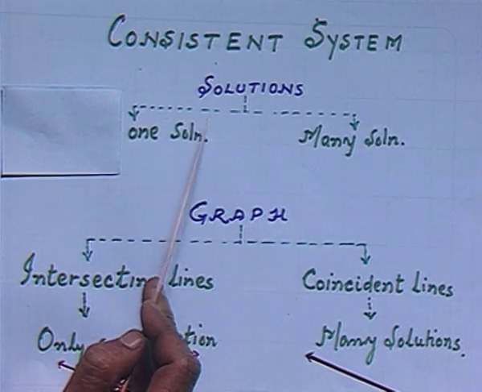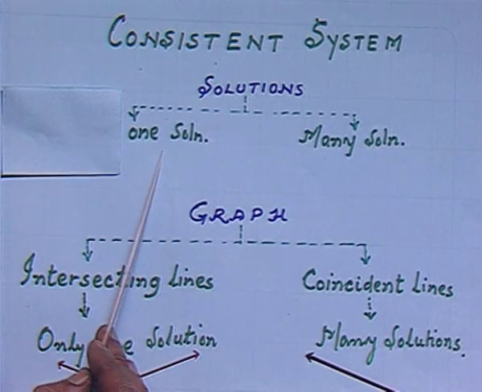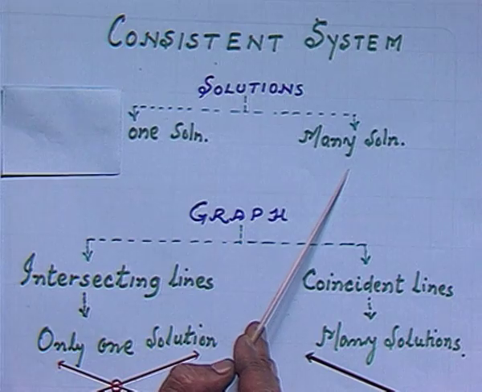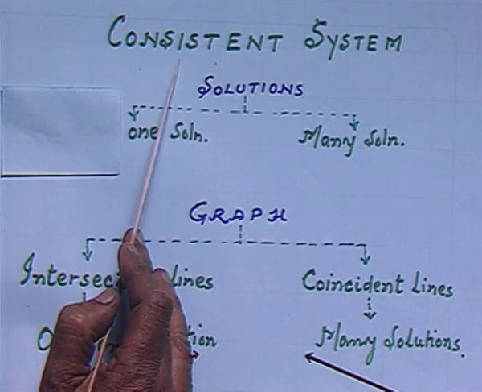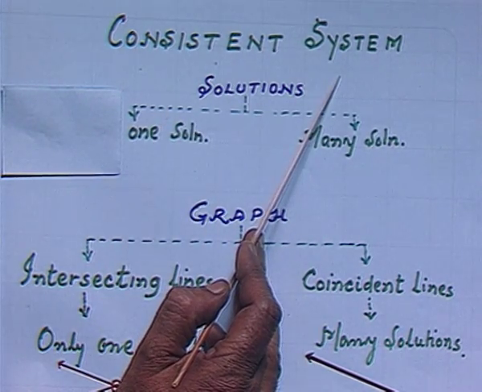In one case we found that the lines were intersecting and the point of intersection was a solution for the system, and in another case we found that the two lines were coinciding with each other. So, that means all the points on the lines were the solution for both the equations. So, we can summarize this as, in case there is one solution or many solutions, such a system will be termed as a consistent system.